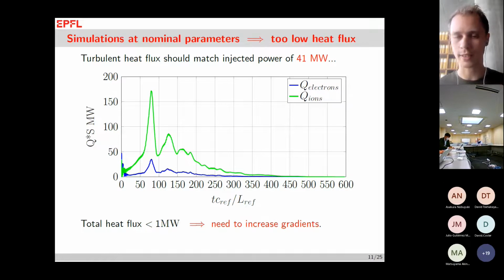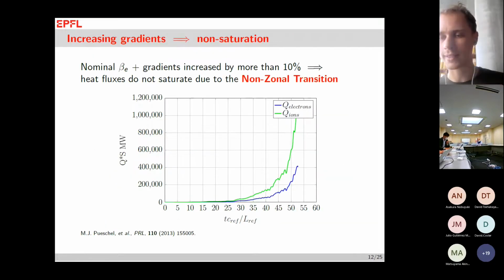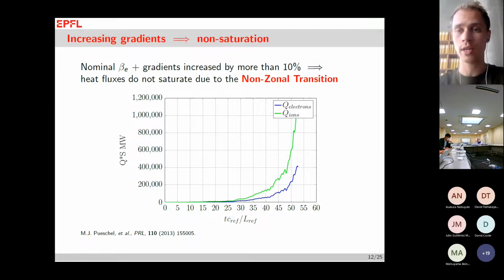However, if we increase the gradients, we get another issue, which is a runaway instead in the heat flux. Keeping the nominal value of beta and simply increasing the gradients, and here I mean by more than 10% from the nominal value, we find that the heat fluxes do not saturate. They just become very, very big. And this is, in fact, due to the non-zonal transition.